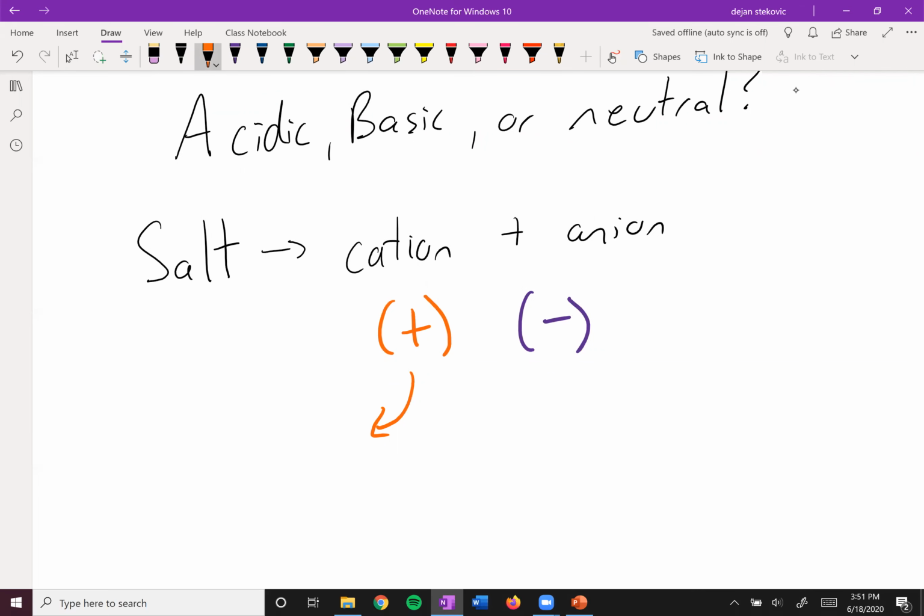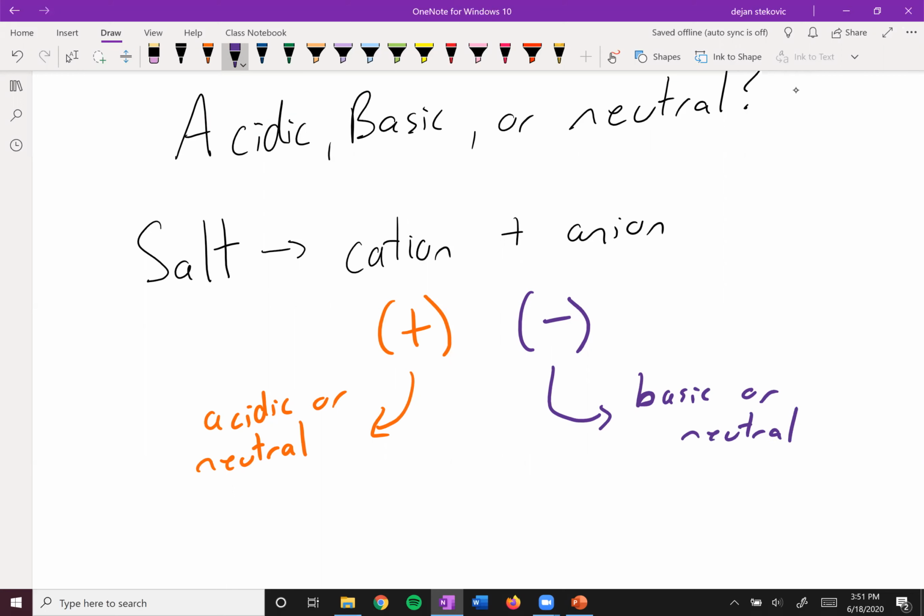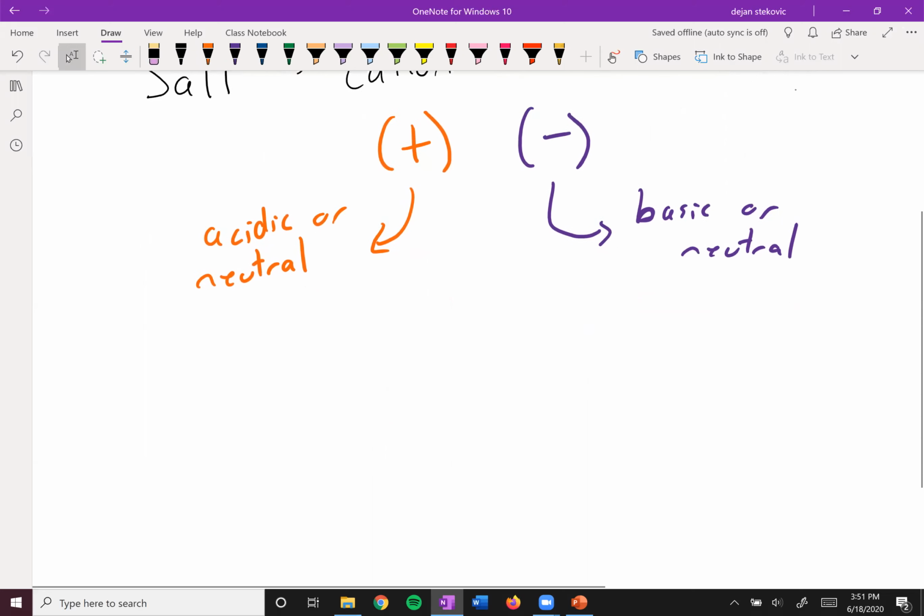The cation will always be either acidic or neutral, right? So it's either going to act as an acid or act as basically nothing. And then the anion can be either basic or neutral, right? So the anion can act as a base or it can act as basically nothing. It can do nothing in this equation. And so let's take a look at some examples.